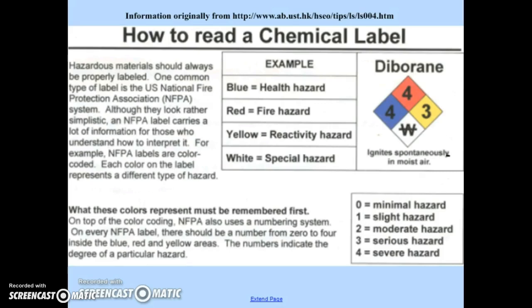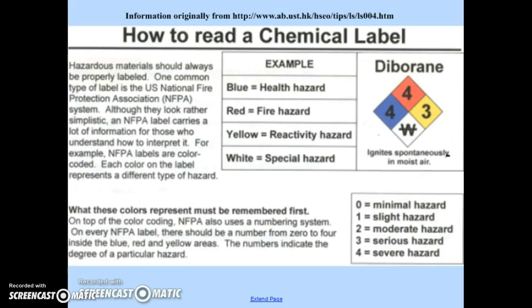If I was looking at that acetone label, the acetone MSDS, I would get different numbers. I wouldn't see a 4, a 4, a 3, and that W. It would be something completely different because each chemical has its own set of ratings based on its characteristics. So diborane, pretty nasty stuff. Acetone, pretty nasty in some ways, but nowhere near as bad as this stuff.